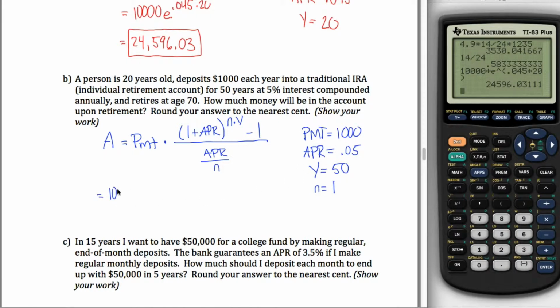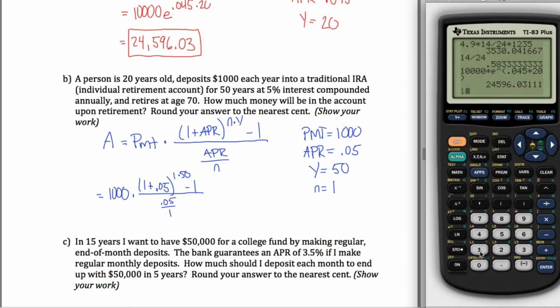You get 1,000 times (1 plus 0.05) raised up to the N times Y, minus 1, divided by, oh, I guess to make it look just like the formula, I'll put the divided by here: 0.05 divided by 1. You don't need a lot of these ones. 1 times 50, you could have just written 50 there. 0.05 divided by 1, you could just write 0.05 if you want. Stick it into a calculator.